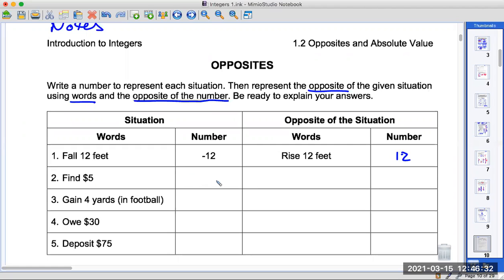You find $5. Aiden, what do you think is the number? What would you put here? 5. It's positive, right? Because you're finding it. You got $5. Okay. What's the opposite? Lose $5. How do you spell lose, guys? Double O or one O? Isn't it double O like loose? I think so. I think that's double O. Loose. Lose. For a number, Aiden, how would you write that? -5. Good.